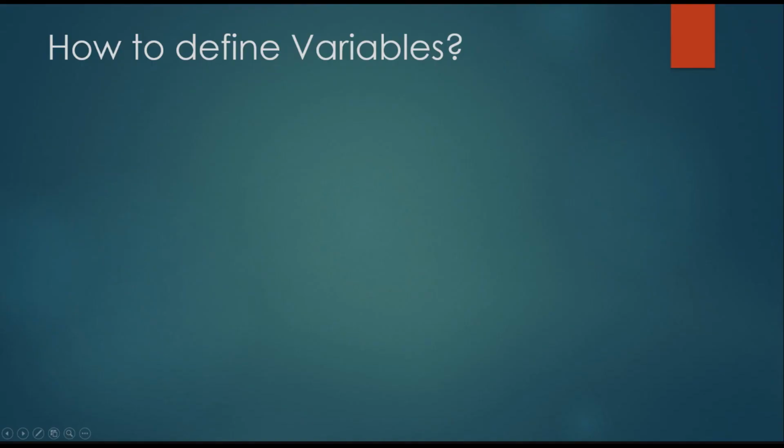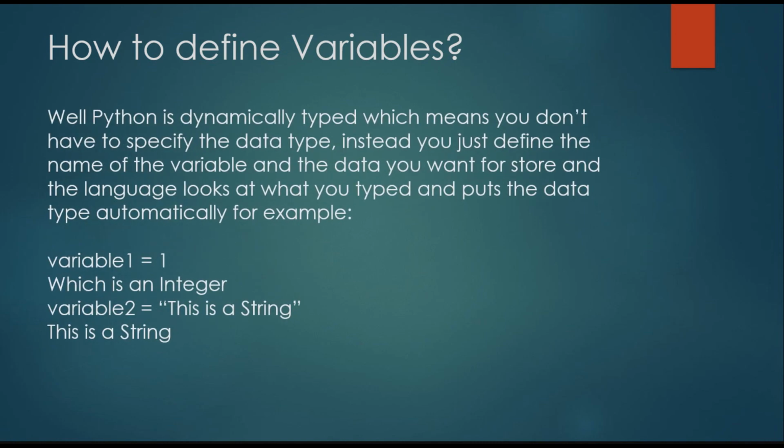The question is, how do you define variables? Well, Python is a dynamically typed language, which means you don't have to specify the data type. Instead, you just type the name of the variable, and then the value, right? In some languages like Java, you have to say public.